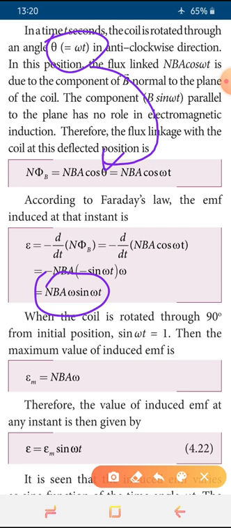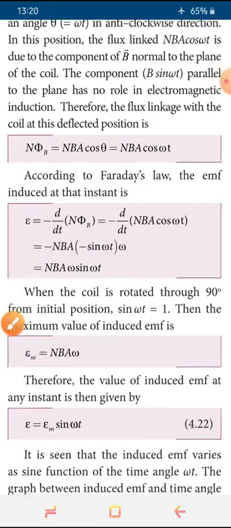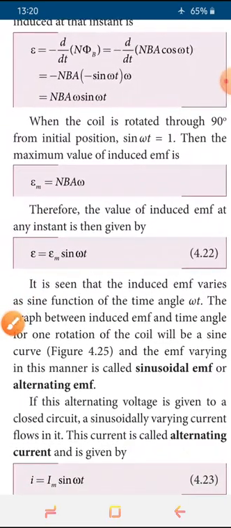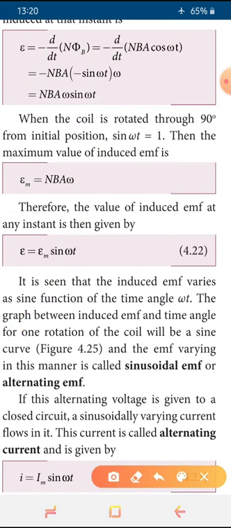When the coil is rotated through the angle 90 degree from its initial position, then sin omega t will be taken as 1. Then the maximum value of the induced EMF, we can write epsilon m is equal to NBA omega. Have you understood, children? So maximum value we are getting when sin omega t is equal to 1. Then epsilon m is equal to NBA omega. So therefore the value of induced EMF at any instant we can give as epsilon is equal to epsilon m sin omega t.